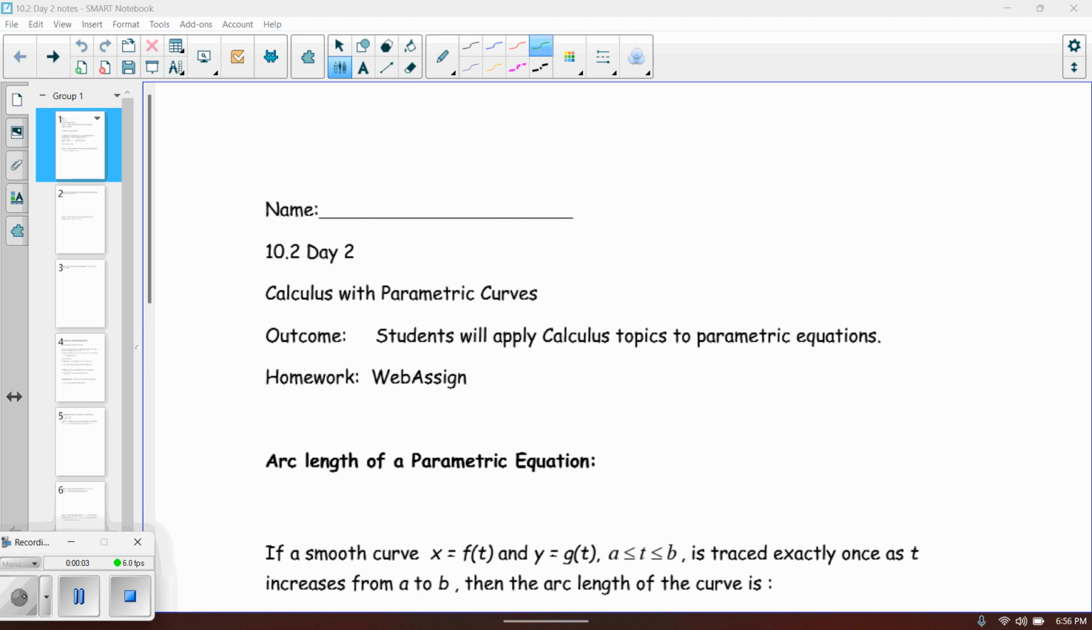All right, so this is section 10.2, day 2. We're going to continue with the idea of calculus with our parametric curves. Today we're going to start to apply things like arc length, and we're actually going to go into some of the motion that you can do along a parametric curve. Specifically, we're going to talk about position, velocity, acceleration, and speed when it comes to those.